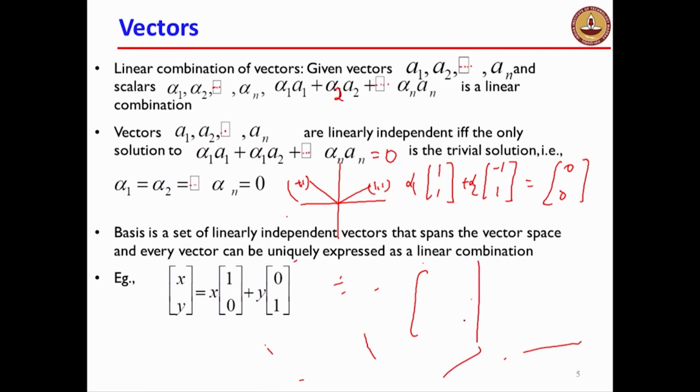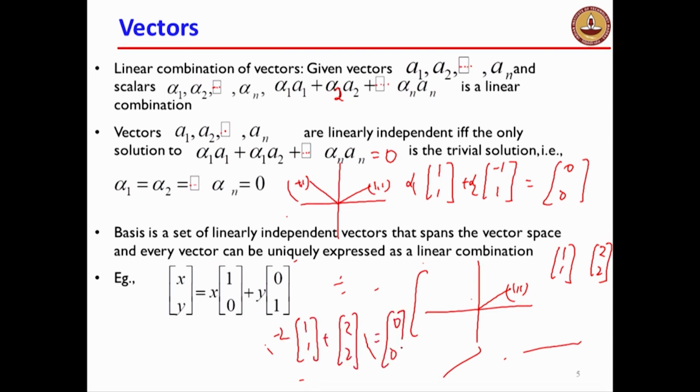Now, if I take these two vectors, 1, 1 and 2, 2, these vectors are dependent vectors because, as you can see, one is a scalar multiple of the other. Another way is, how do I find a non-trivial combination that makes them the 0 vector? Very simple. Minus 2 times 1, 1 plus 2, 2 gives me 0, 0. So this is a non-trivial combination of these two vectors which gives me the 0 vector. In this case, they are dependent because they are pointing in the same direction.